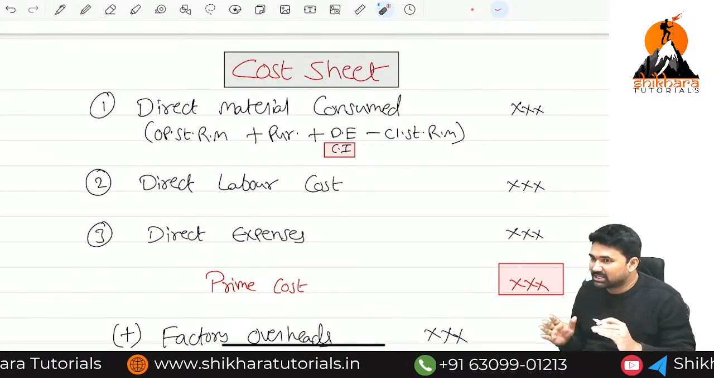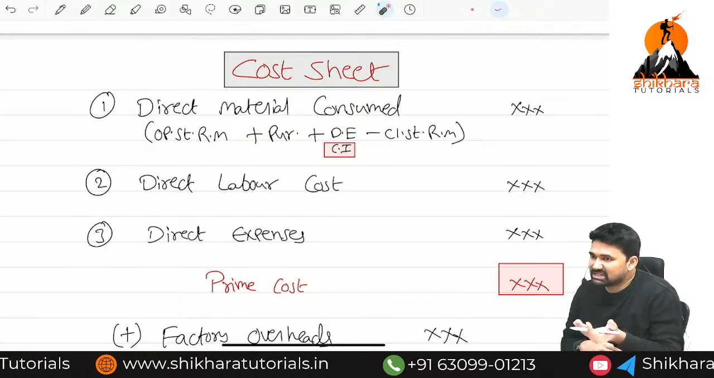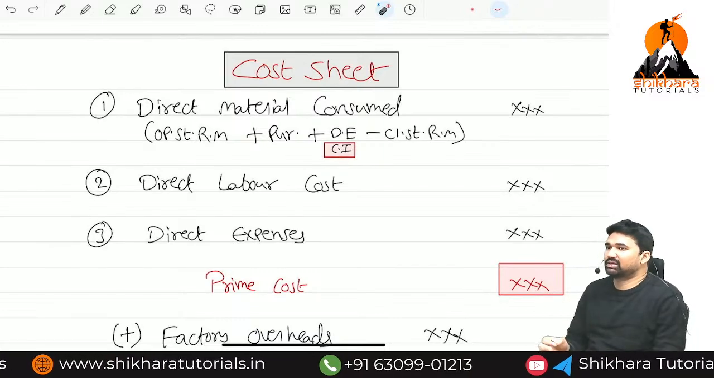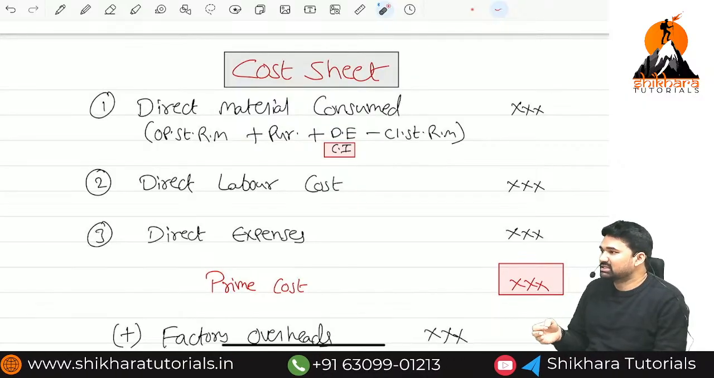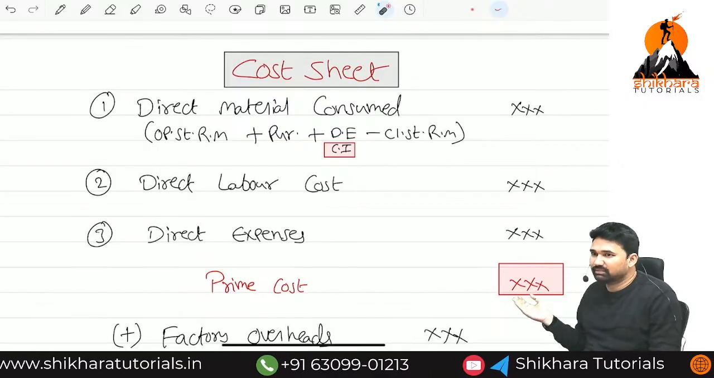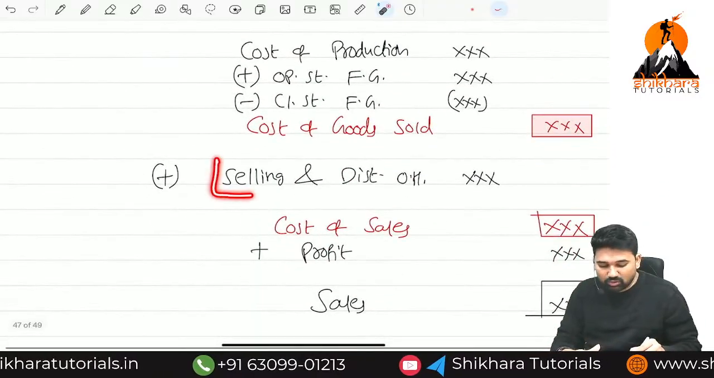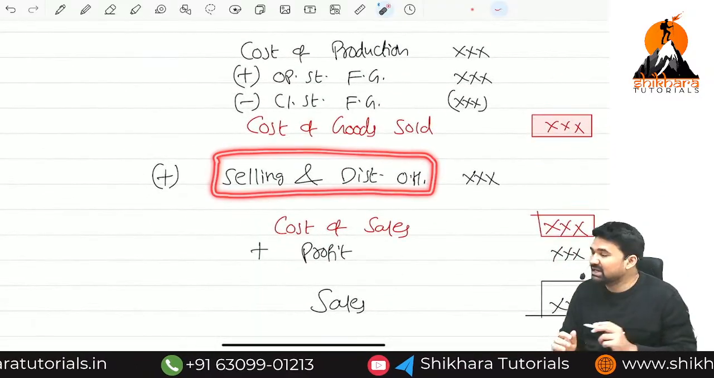Sir, what are direct expenses related to purchase? Carriage inward. In the majority of cases, they will furnish only carriage inward. And if the problem contains carriage outward, we have to consider it in selling and distribution overheads.